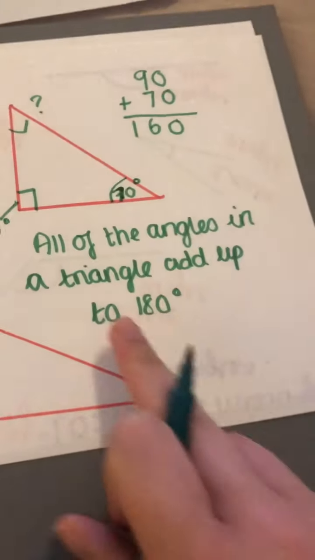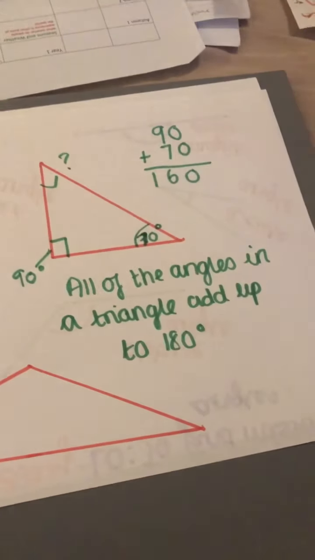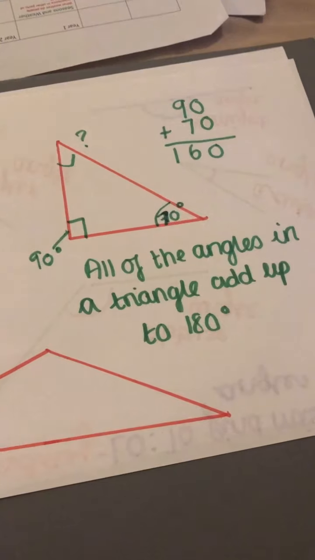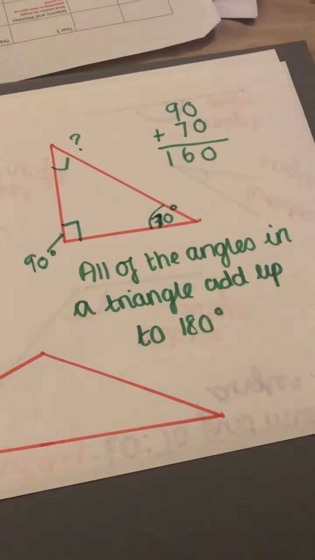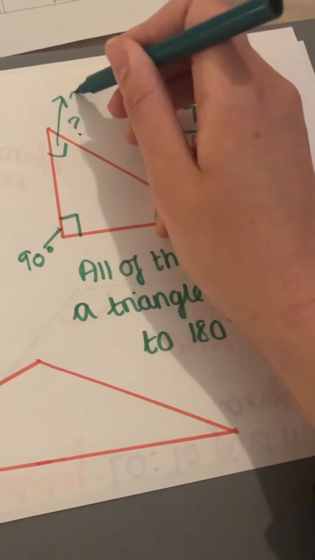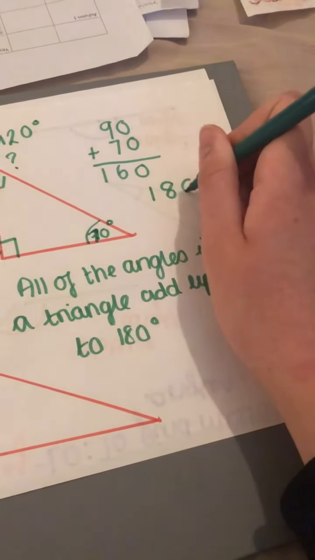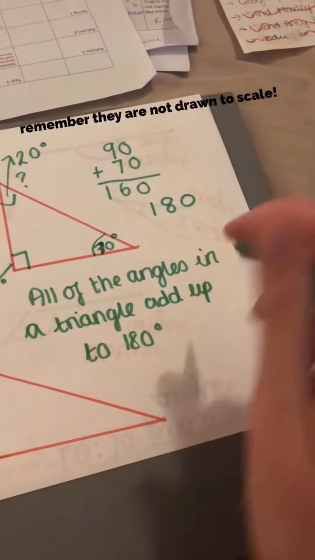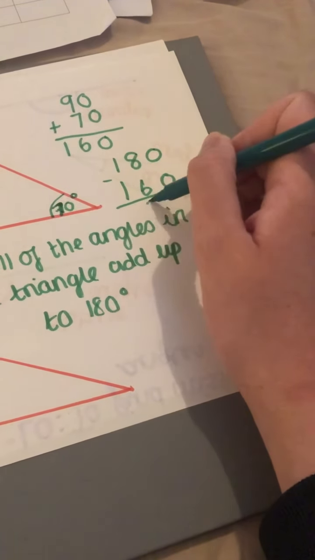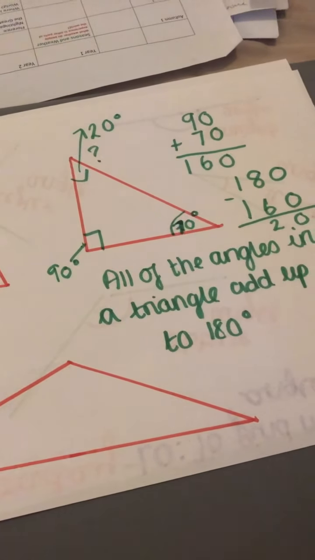Now, if I know that all the angles in a triangle add up to 180, I wonder what this angle could be. Pause the video and have a really quick think. Okay, so you should have worked out that this angle is going to be 20 degrees. A way of doing that, if you weren't quite sure, is you do 180, because they all add up to 180, and you take away the amount that you've already got, which gives you 20. Therefore, I now know that angle is 20.